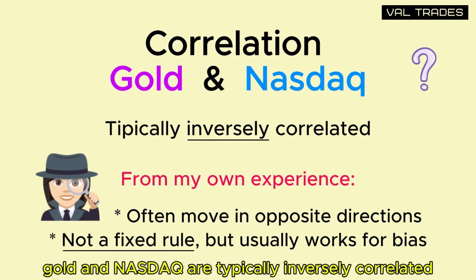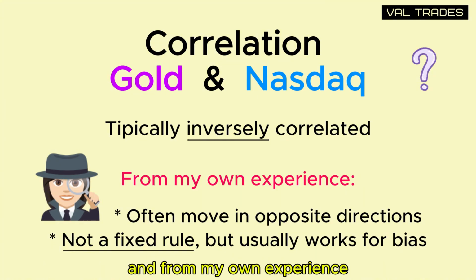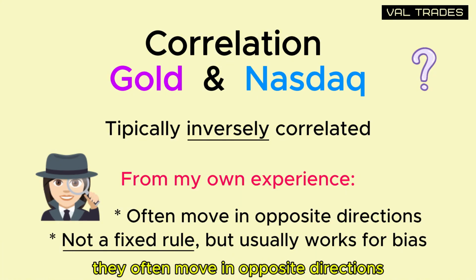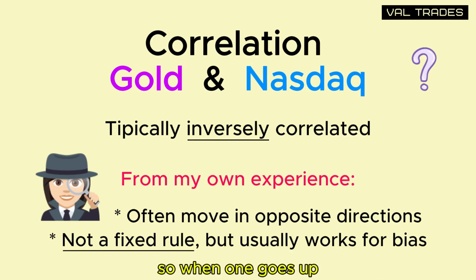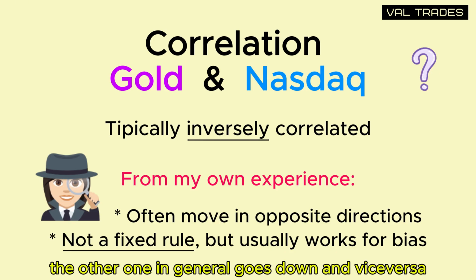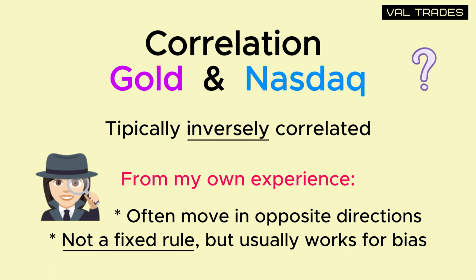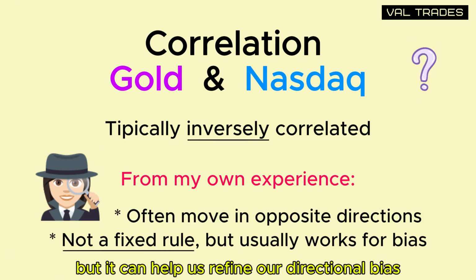Gold and Nasdaq are typically inversely correlated, and from my own experience, they often move in opposite directions. So when one goes up, the other one in general goes down and vice versa. It's not always like this, but it can help us refine our directional bias.